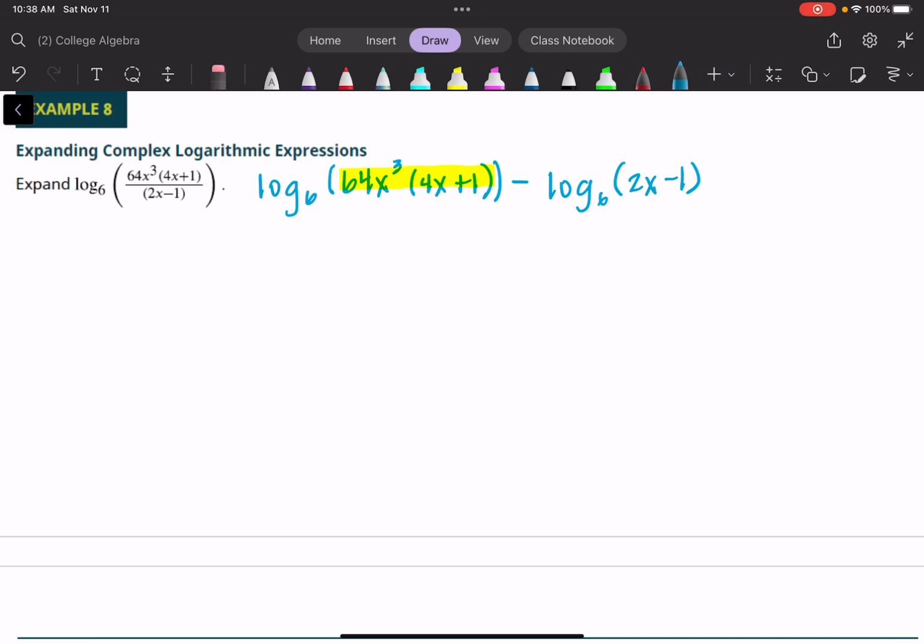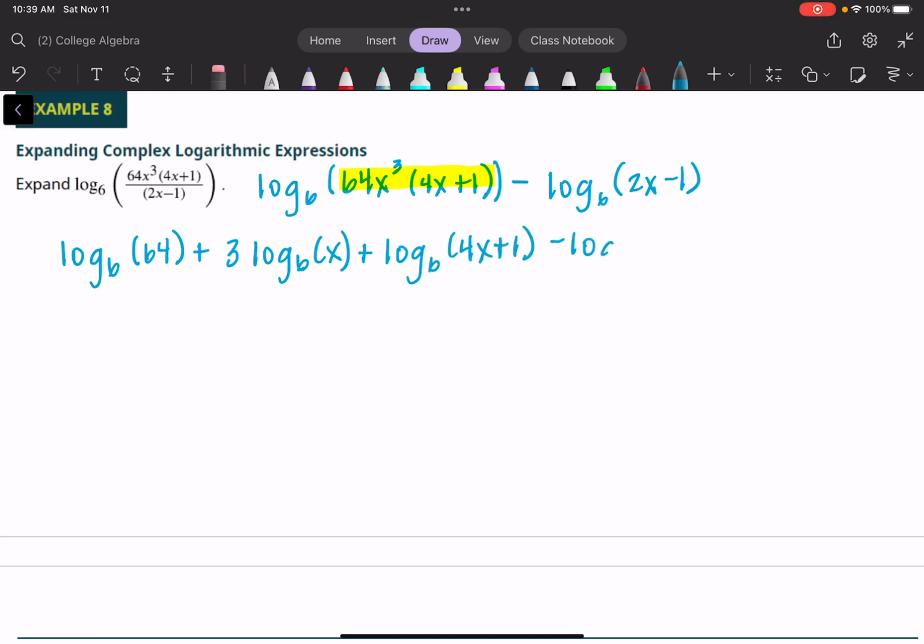And let's do the product rule first. So this will be log base 6 of 64 plus. Now I see that I'm doing something to a power here, so I'll go ahead and apply the power rule also. The log base 6 of x, and then plus the log base 6 of 4x plus 1, minus the log base 6 of 2x minus 1.